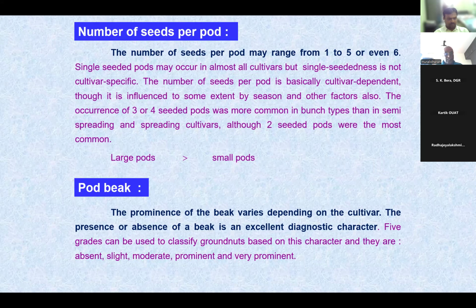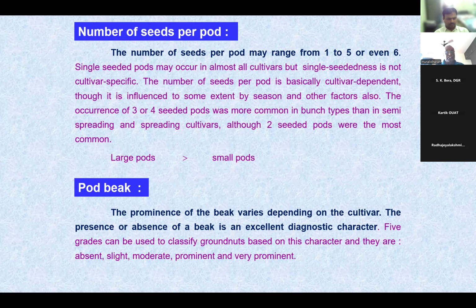Pod beak. This is an important character for varietal identification. The prominence of the beak varies depending on the cultivar. The presence or absence of a beak is an excellent diagnostic character. There are 5 grades, namely absent, slight beak, moderate beak, prominent beak, and very prominent beak.